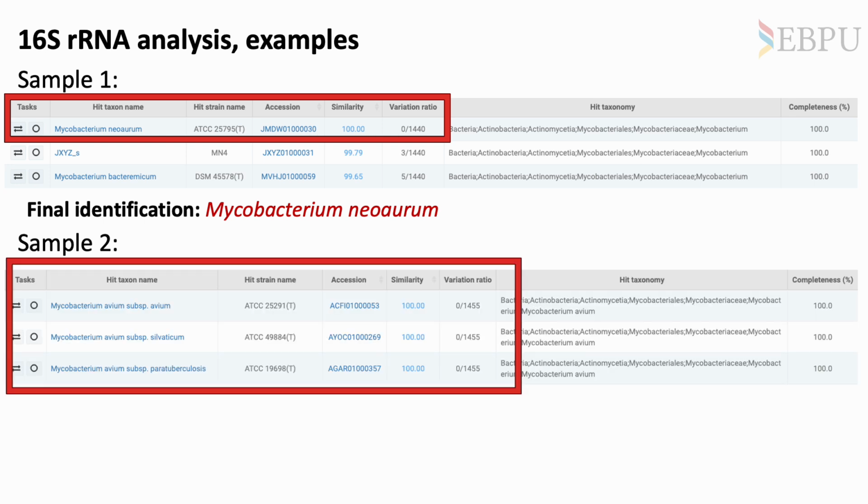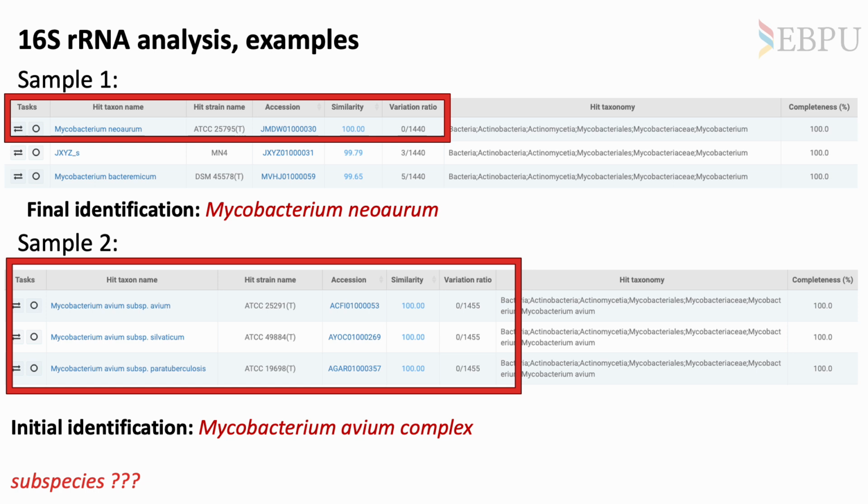Instead, sample 2 aligns equally with multiple subspecies within the Mycobacterium avium complex. While we can identify this sample as Mycobacterium avium complex, or MAC, 16S rRNA alone can't reliably resolve the subspecies. So this highlights a limitation of 16S: great for species-level identification in many cases, but not always sufficient for subspecies or closely related strains.